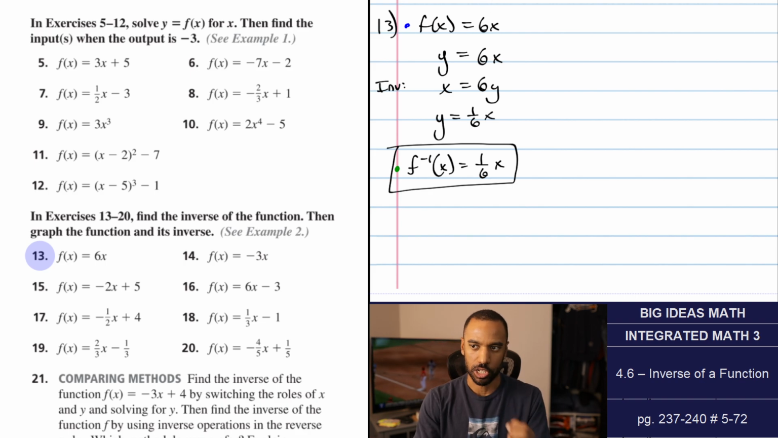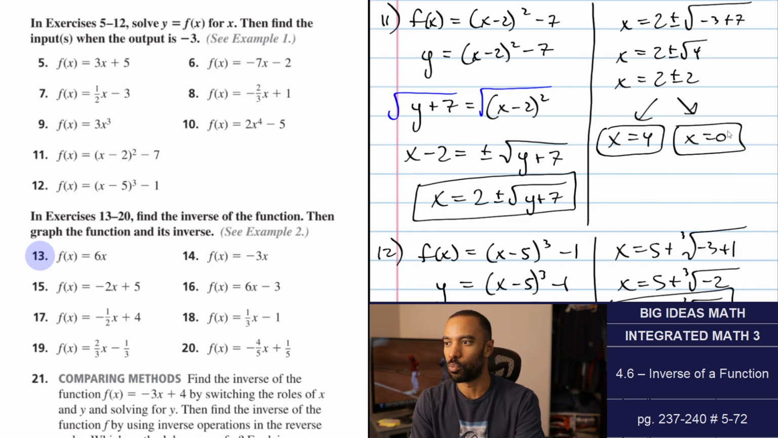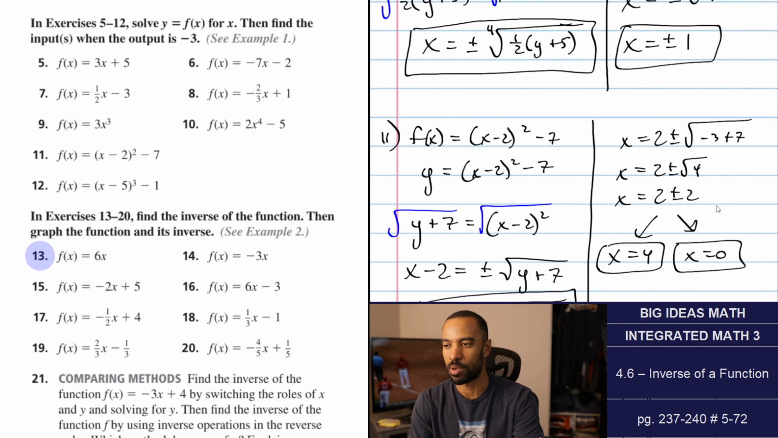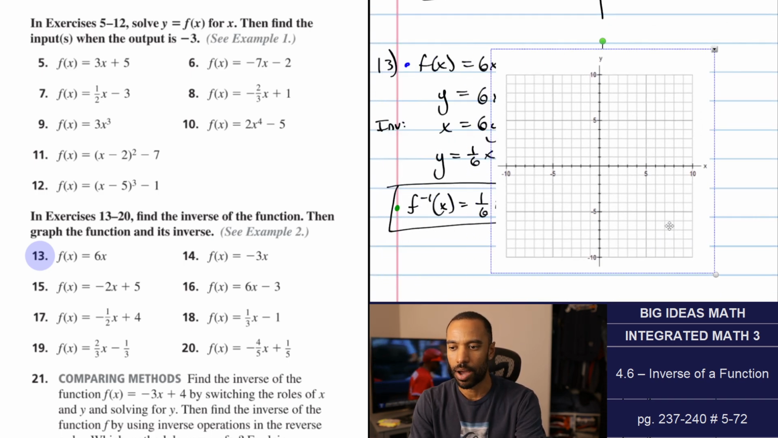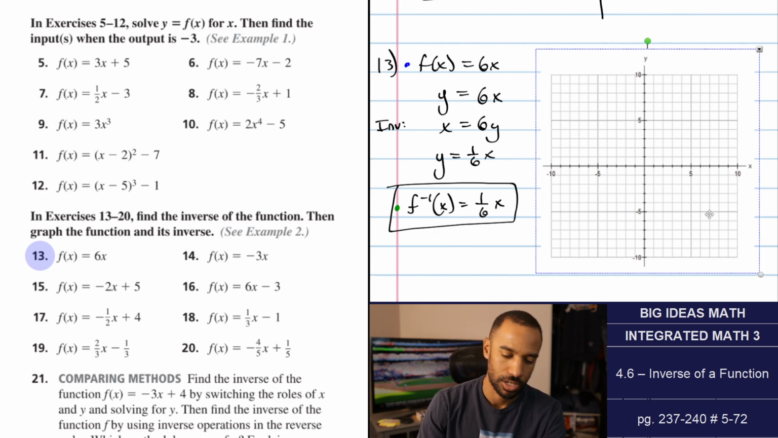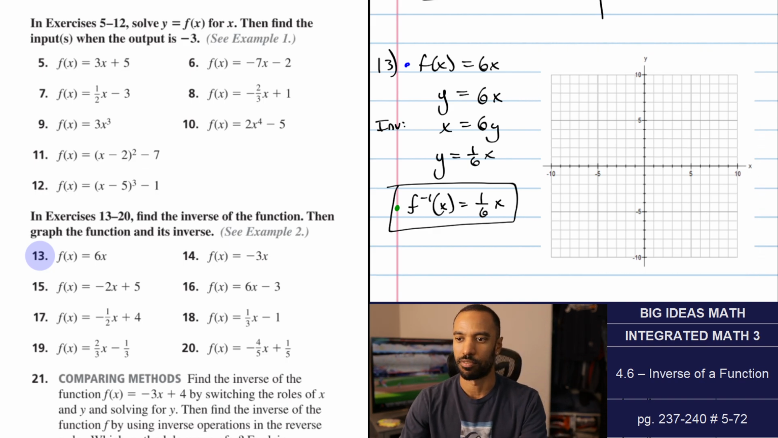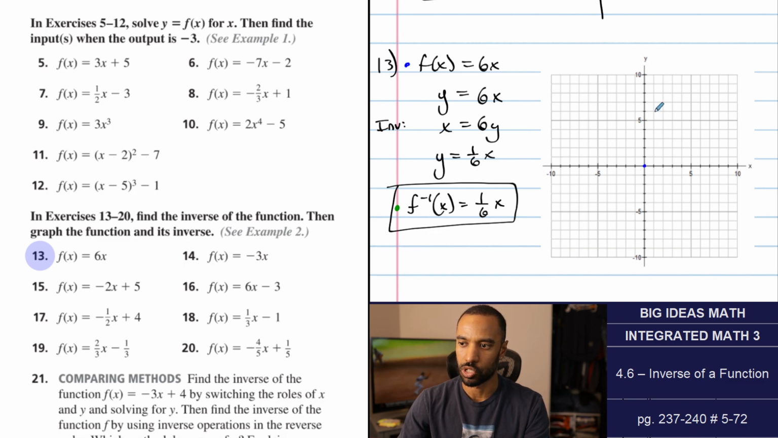And we're going to sketch a graph of both of these together. We're going to confirm they're inverses just based off of visual appearance, that they reflect across the line y equals x. And we know how to graph these two lines as a straightforward process. Y equals 6x has a y-intercept of 0 and a slope of 6. So it'll go like this.